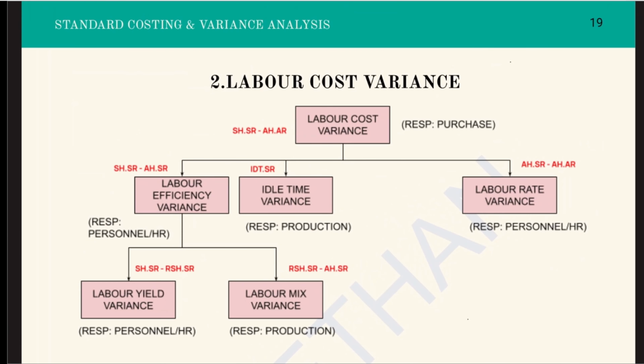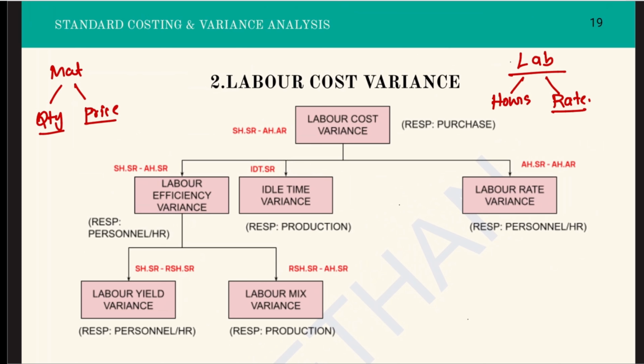Like material cost, here also we have two factors. Which are those factors? In material the two factors were quantity and price: raw material quantity and raw material price. Similarly in labor you will have equivalents. In place of quantity you will have hours, and in place of price you will have rate. This is the per hour rate, and hours is how many hours they worked or they were paid.